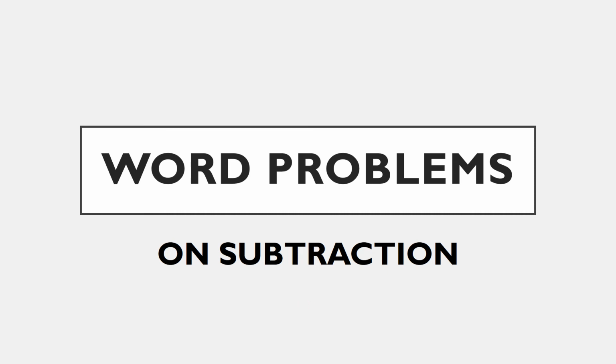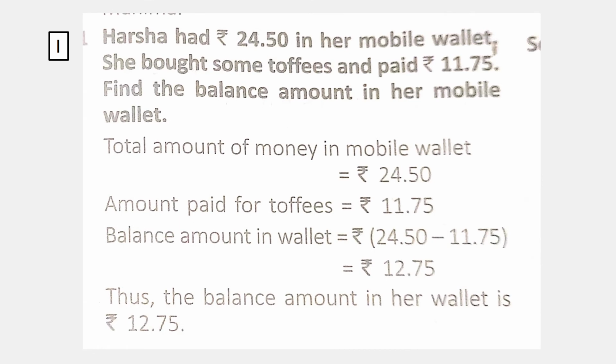Word problems on subtraction. The first question, Harsha had rupees 24.50 in her mobile wallet. She bought some toffees and paid rupees 11.75. Find the balance amount in her mobile wallet, right? So mobile purse, mobile wallet, that is.